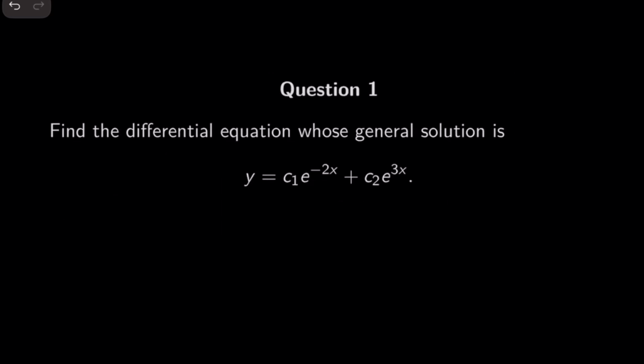Let's start with our first example. In example 1, we have to find the differential equation whose general solution is y equals c1 e^(-2x) plus c2 e^(3x). Here we have two constants, c1 and c2. So we have to differentiate this equation twice, then solve the system, and we are going to get our required differential equation.